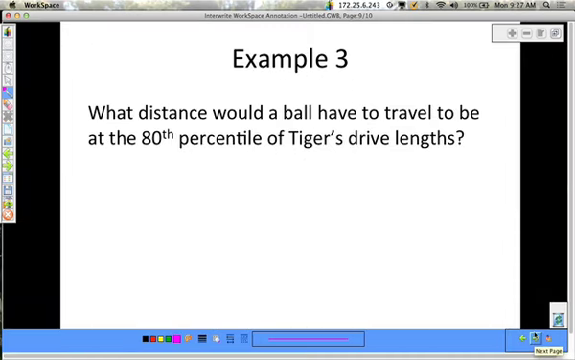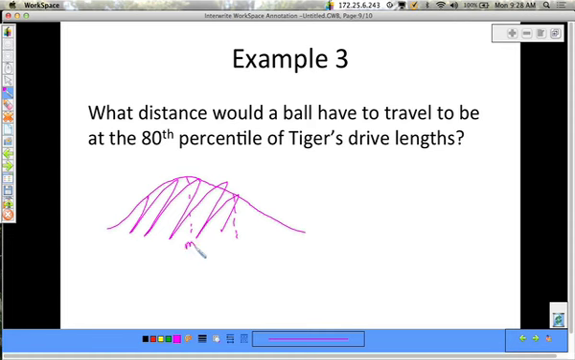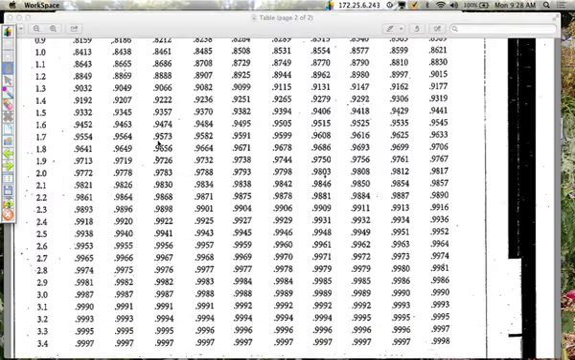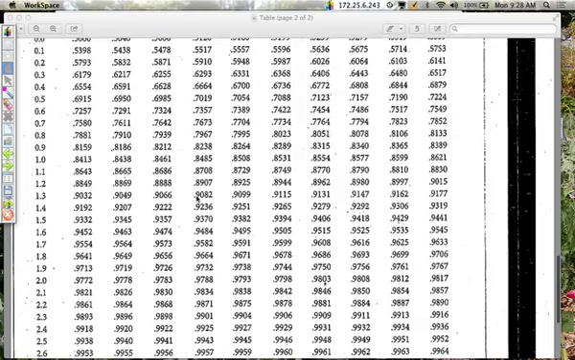And the last one we're going to take a look at. What distance would a ball travel to be at the 80th percentile? Well, here's our mean. So 80 would be up here. But we don't know our z-score here. So what we're trying to find is on the table, where is 0.8? What would our z-score be? Well, we know it's going to be positive here.